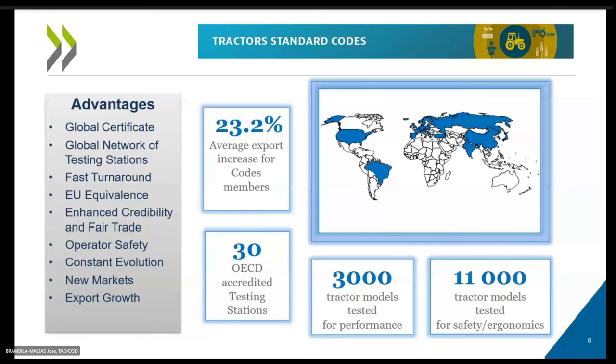The other key issue is that we have a fast turnaround. We know that time is money. So we have on average a 4-day turnaround to issue a certificate. So for example, a tractor company can go on Monday to an accredited testing station. They can test the tractor. The testing station will send a report to our coordinating center in Rome. They will check it, and maximum by Thursday, they will issue the certificate. So by Friday, the tractor company can put their product on the market.